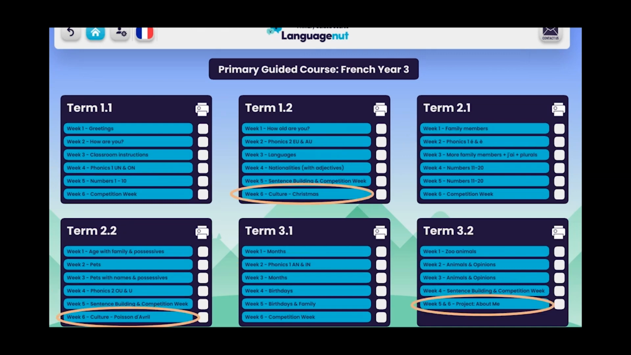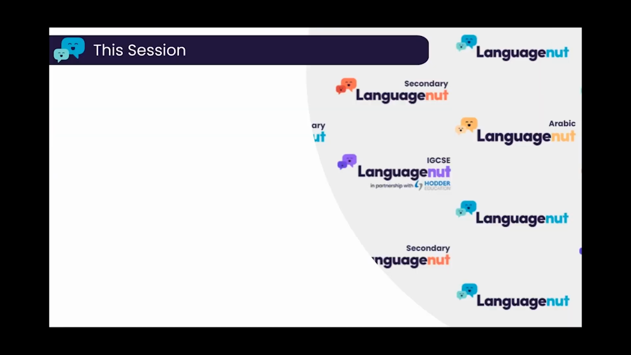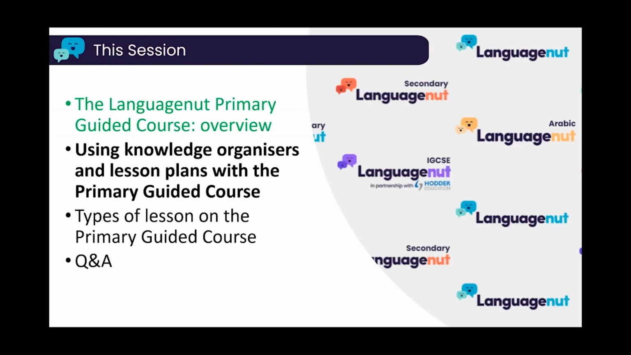And then finally, you've got those culture or project lessons towards the end of every big term. You can see there in term 3.2, that week 5 and 6 just means that the content in that project, About Me, covers 2 weeks' worth of content. Brilliant. So that covers our overview of the course.